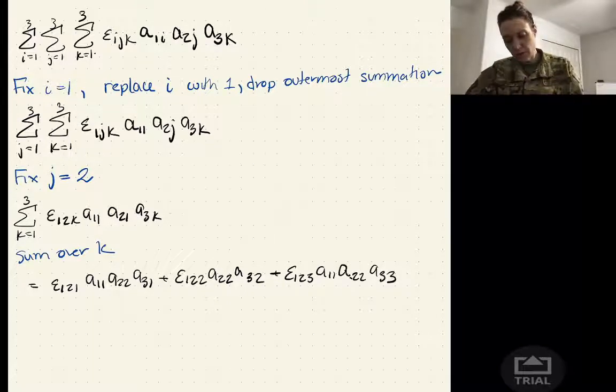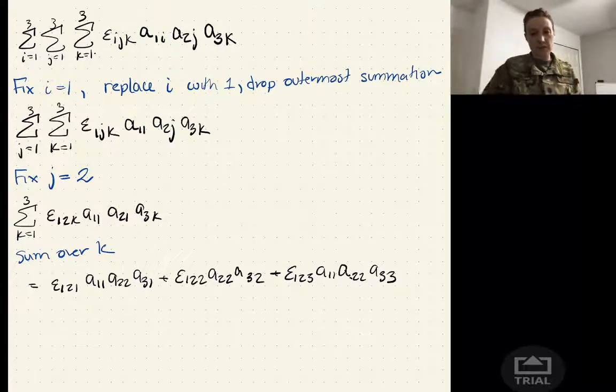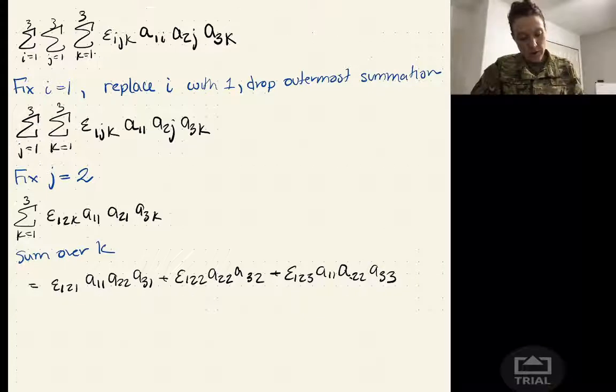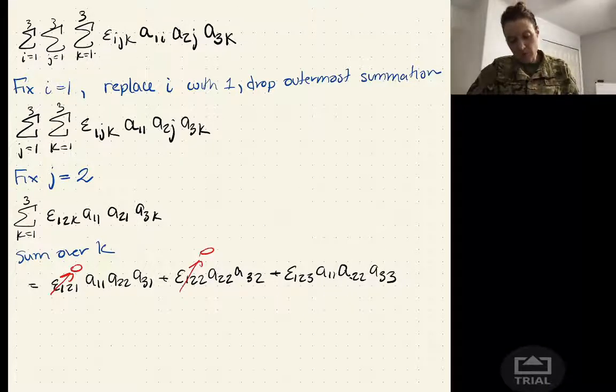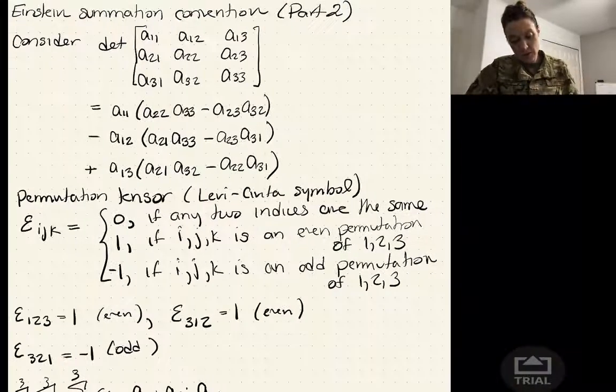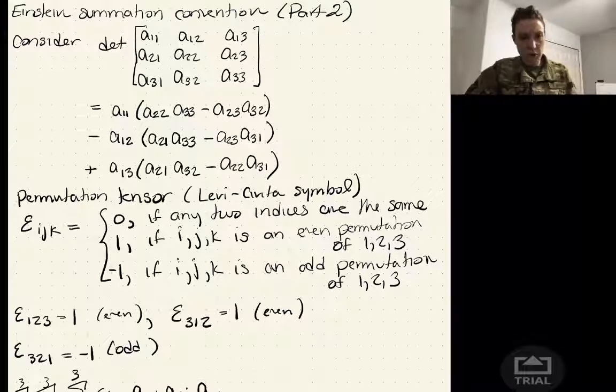So now if we figure out the values, epsilon 121 is 0 because two of the indices are the same. Epsilon 122 is 0. But epsilon 123 is actually equal to 1, because it's an even permutation. So this is equal to 1. And the term a11, a22, a33, according to this, is a positive value. And if we go back to the determinant, the cofactor term a11, a22, a33 is actually right here.